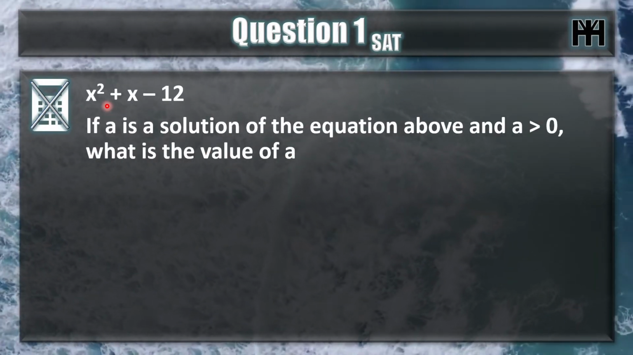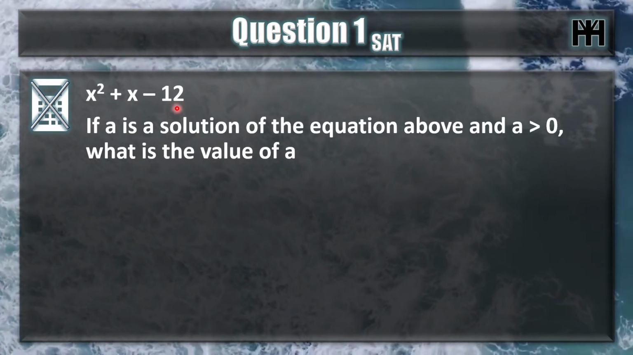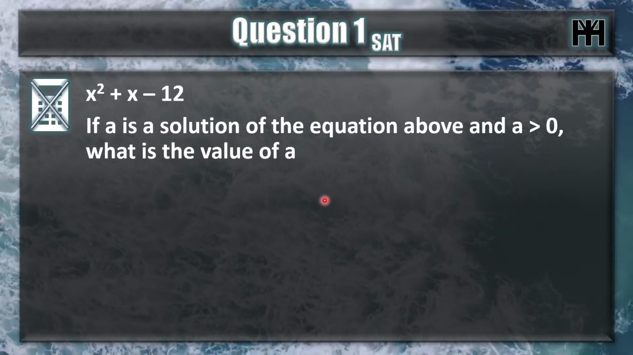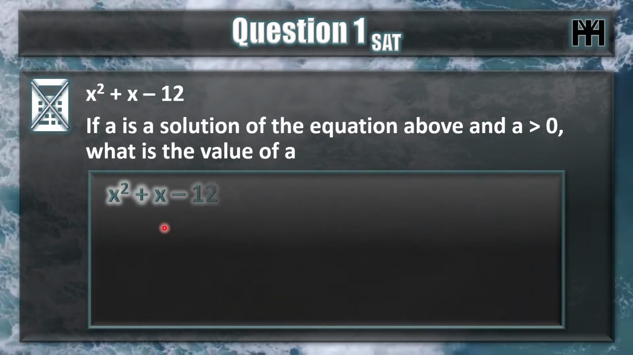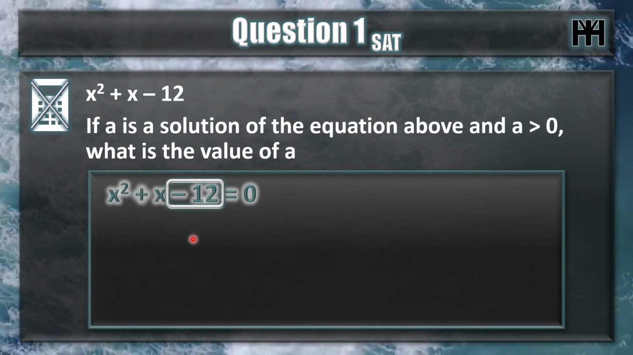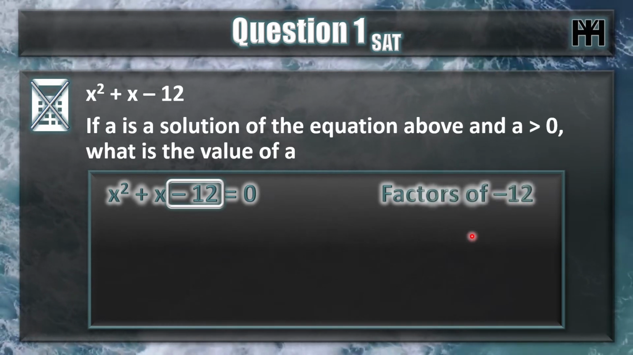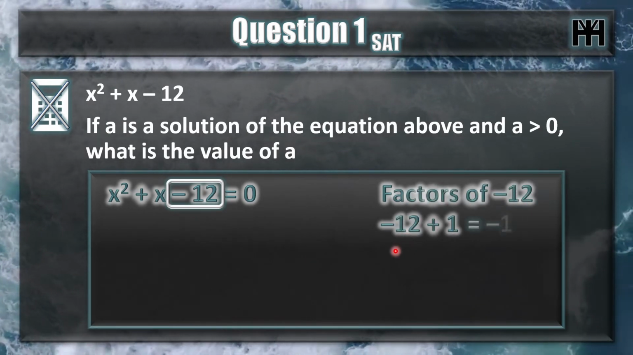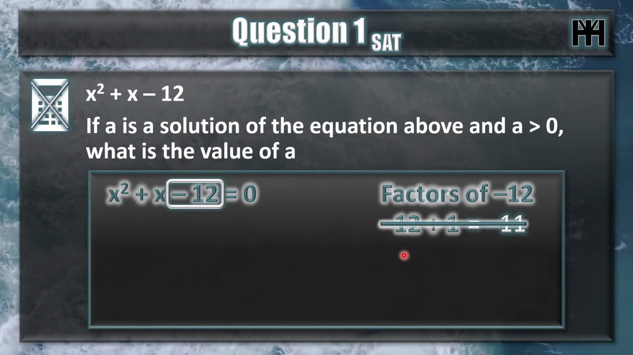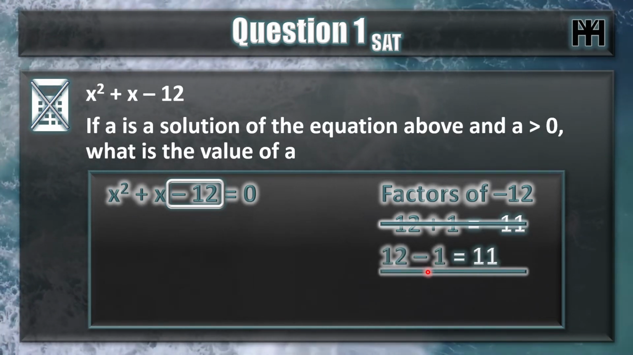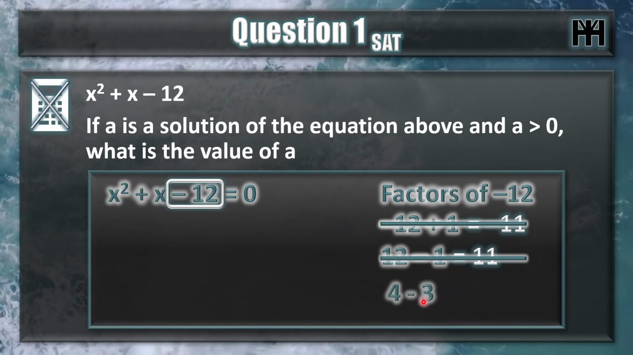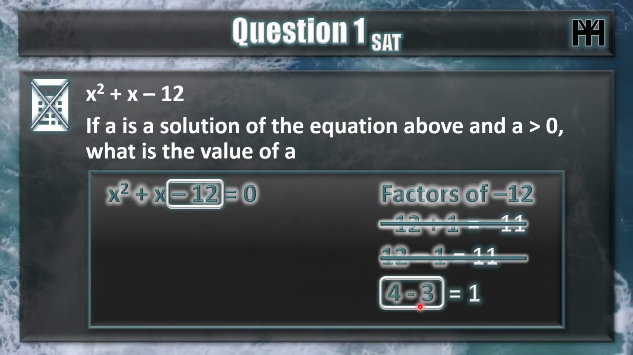Question 1. x squared plus x minus 12. Okay, they want the solution that is bigger than 0. So x squared plus x minus 12. Let's see the factors of negative 12. Negative 12 and 1, negative 11, not 1. 12 and negative 1, 11, no, not 1. 4 and negative 3, 1. This is the one here.